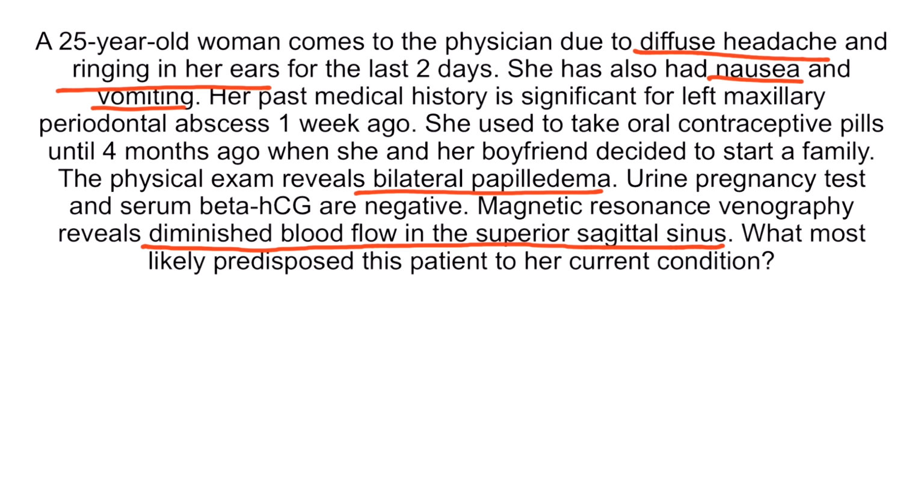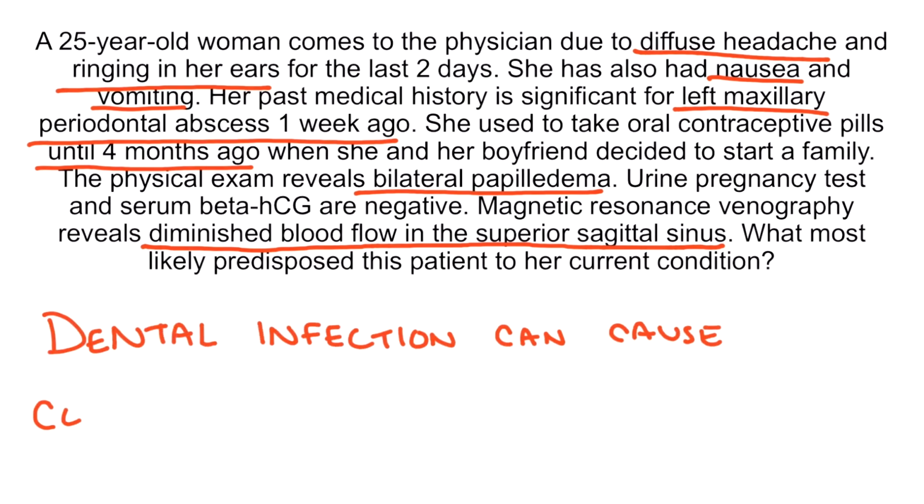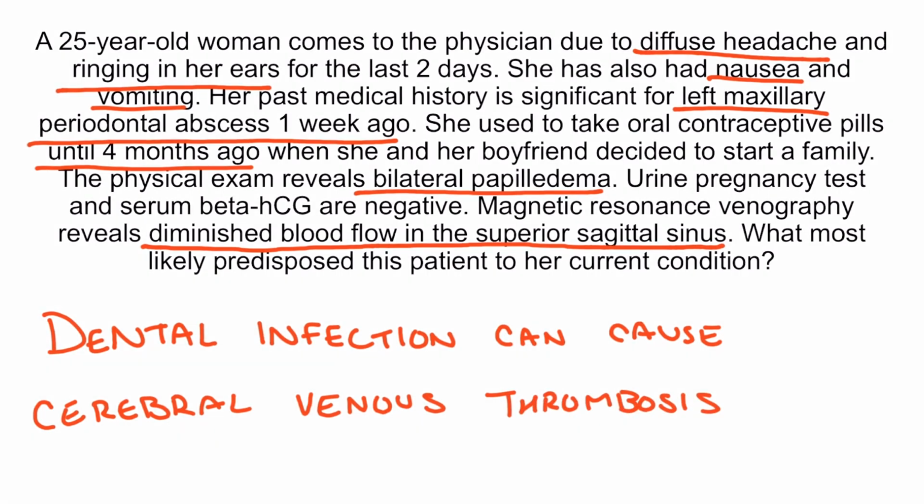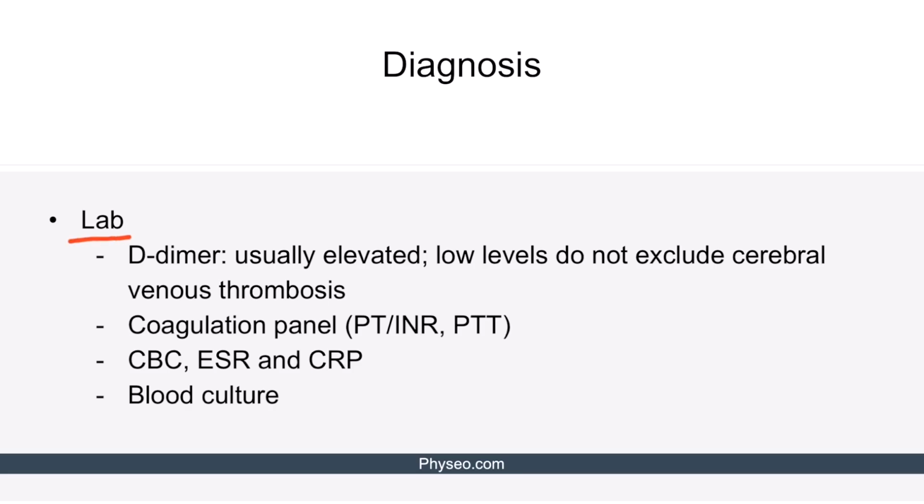However, she stopped oral contraceptive pills 4 months ago, and she had the left maxillary periodontal abscess 1 week ago. Therefore, the most likely predisposing factor for this patient's cerebral venous thrombosis is her dental infection. Here are some other tests that we can perform in a patient with cerebral venous thrombosis.